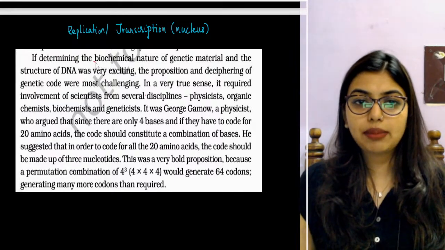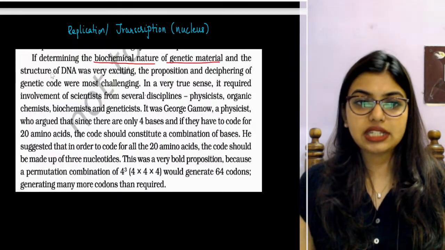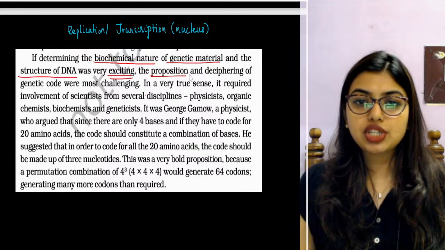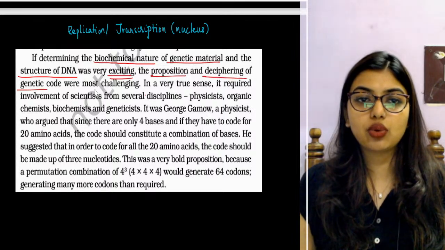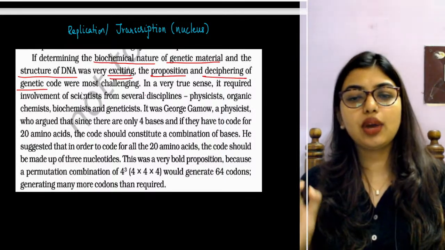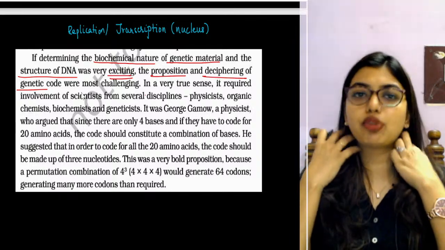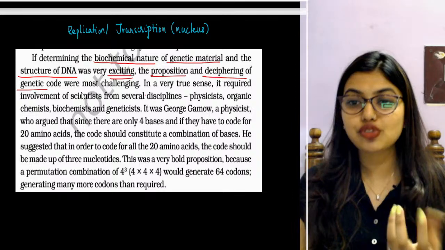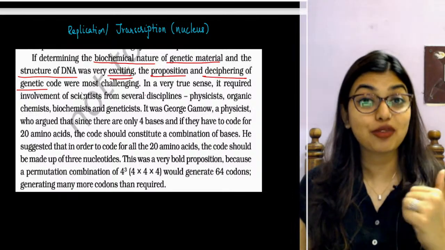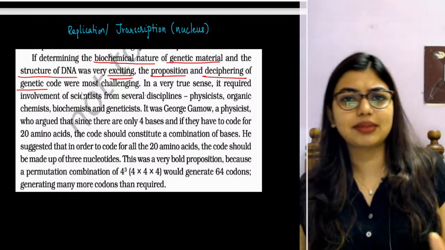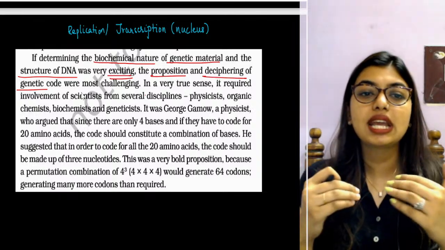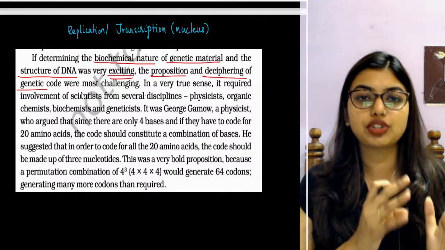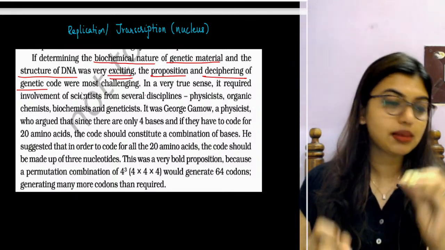If determining the biochemical nature of genetic material and the structure of DNA was very exciting, the proposition and the deciphering of the genetic code were almost the most challenging. Now, NCERT has a problem: NCERT does not assume that you do not know anything. NCERT thinks that you have already studied. It is an amazing set of books which knows what content should and should not be included, but there are some issues like this.